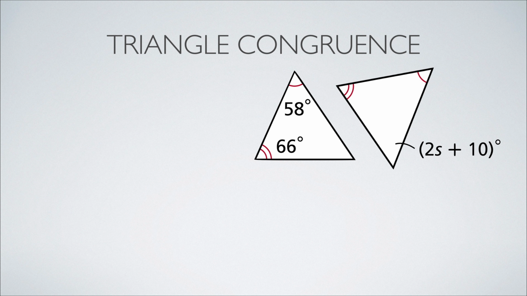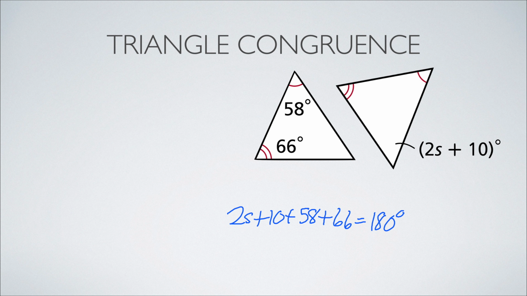All right, so now let's talk about what we would do in this case. We want to find the measure, we want to figure out what S is right here. I already know that this angle is 66 and that this angle right here is 55 because they are congruent. So what I know in this case is all 3 angles add up to be 180. So I would say 2S plus 10 plus 58 plus 66 equals 180 degrees.